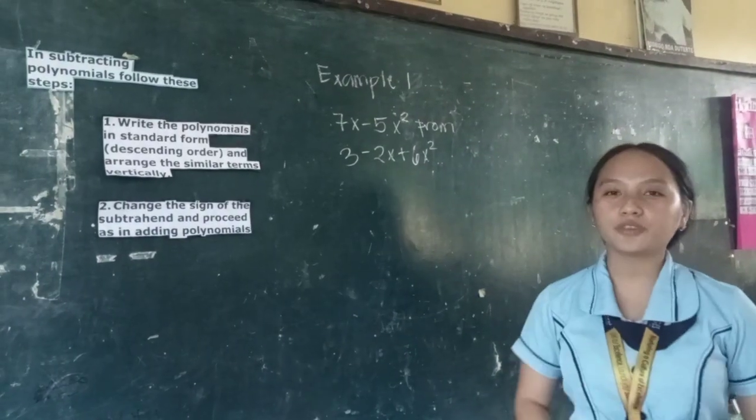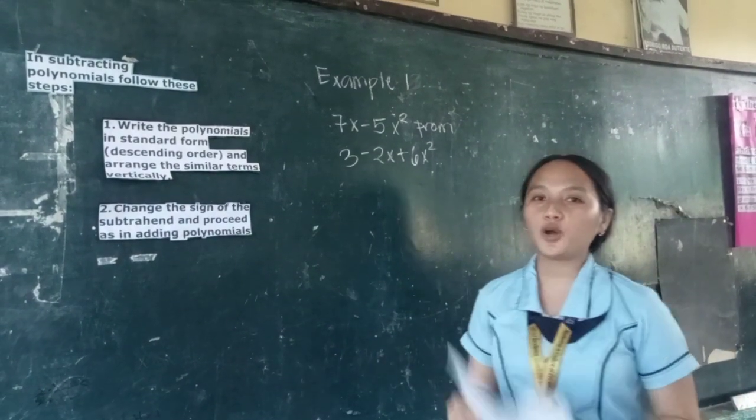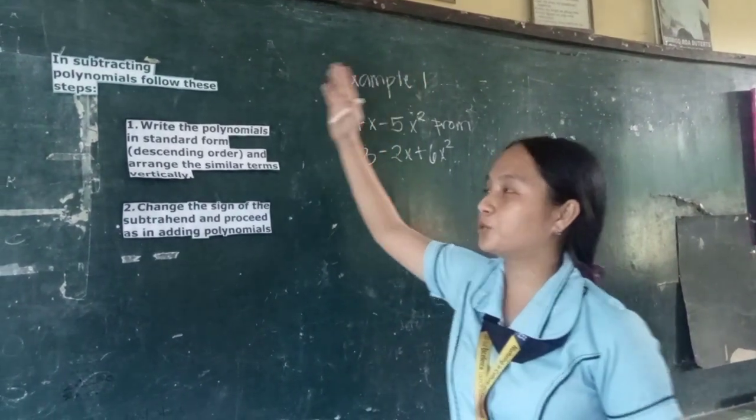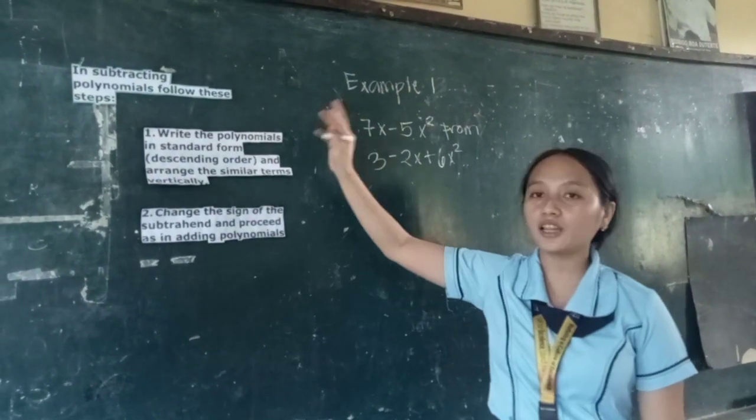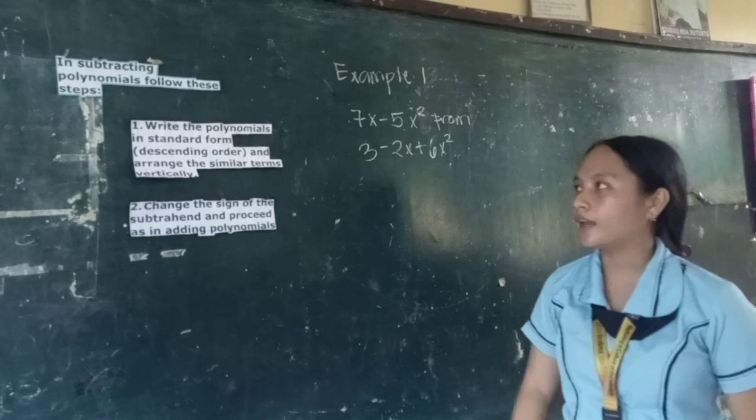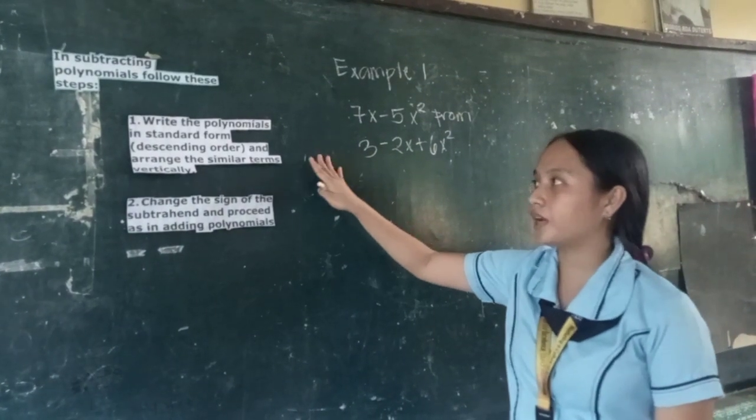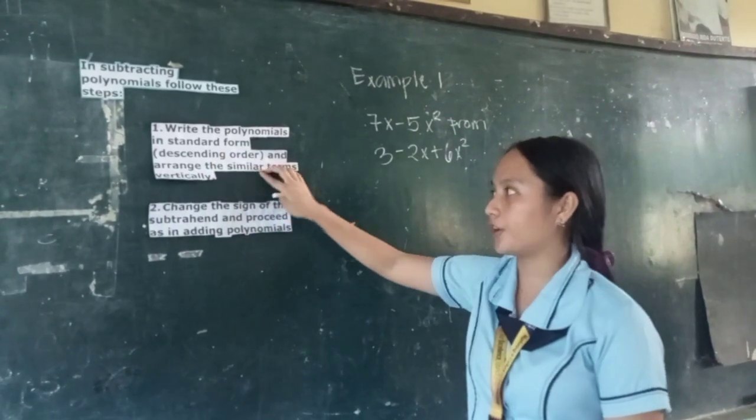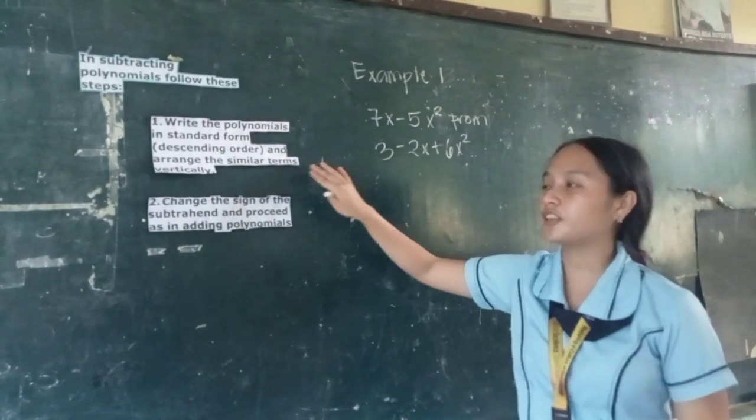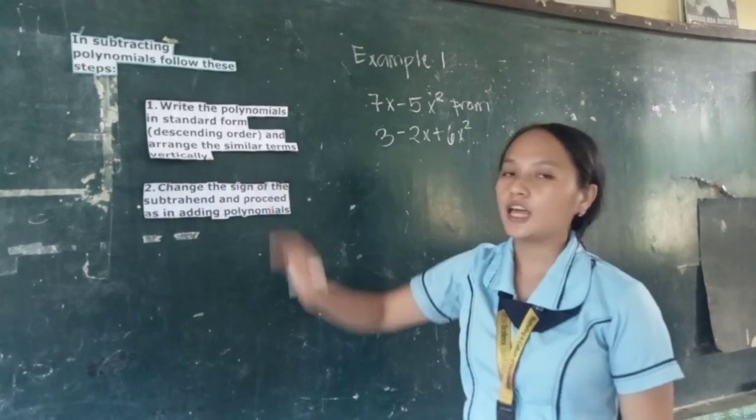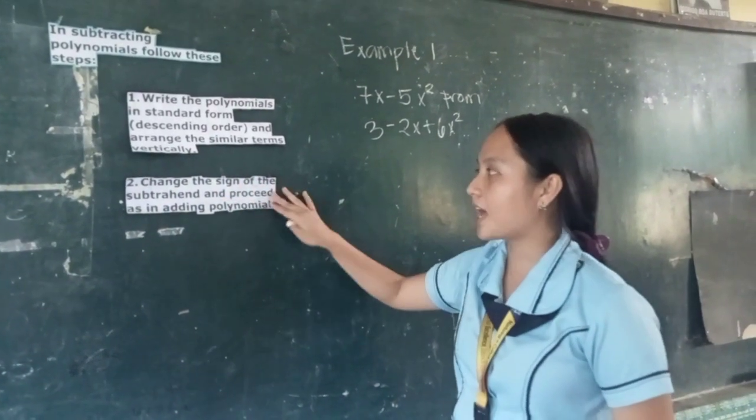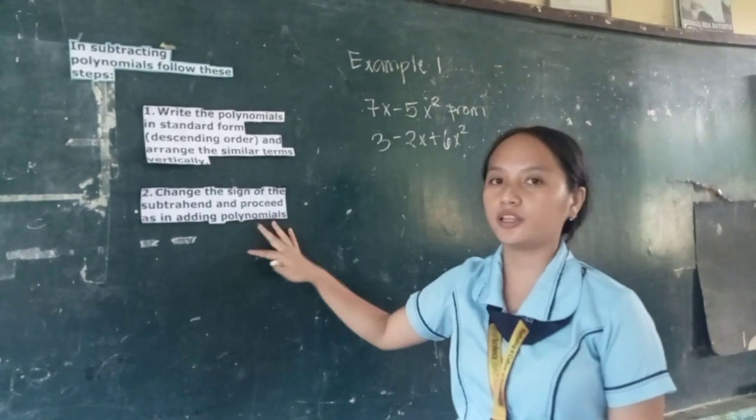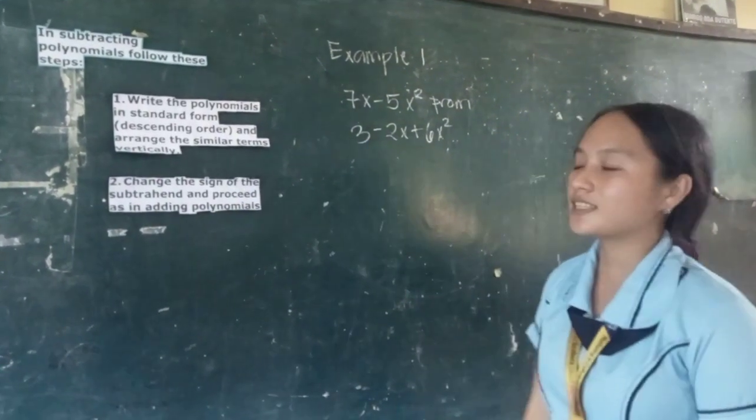We are done with adding polynomials. So, let's proceed to subtracting polynomials. In subtracting polynomials, follow the steps. Number 1, write the polynomials in standard form, which means descending order, and arrange the similar terms vertically. Number 2, change the sign of the subtrahend and proceed as in adding polynomials. So here is the example.